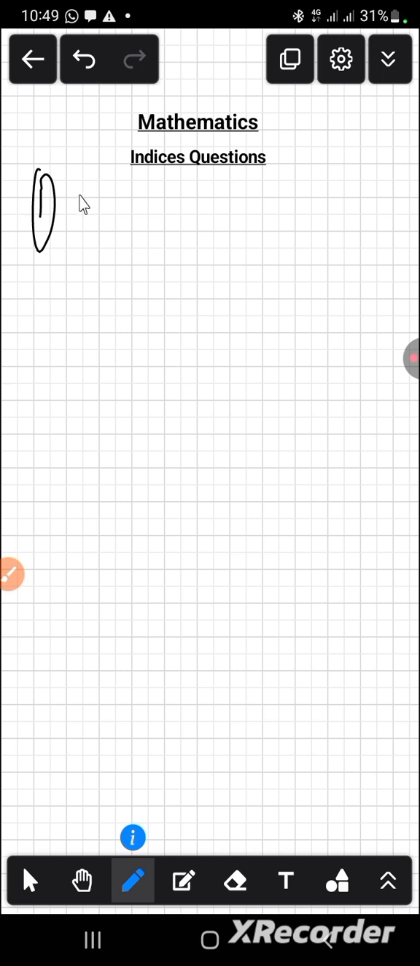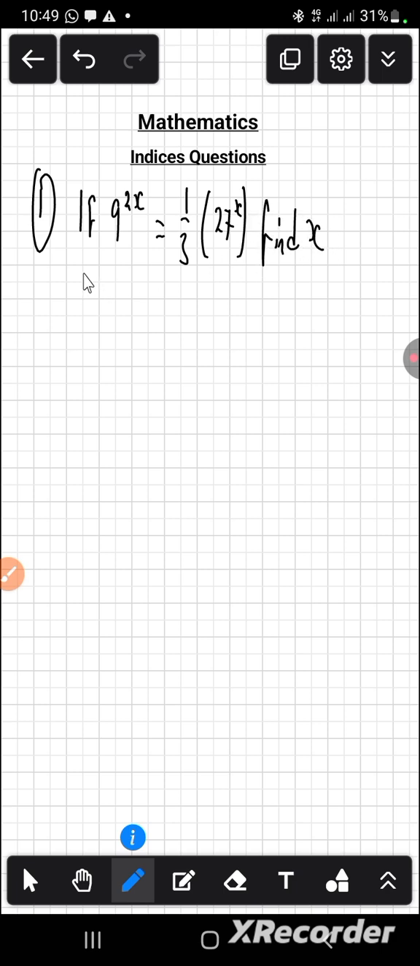We are having: if 9 to power 2x is equal to 1 over 3 bracket open 27 to power x, find x. Okay, if we have this now, let me solve. Let me rewrite it. 9 to power 2x equals 1 over 3 bracket open 27 to power x, find x.